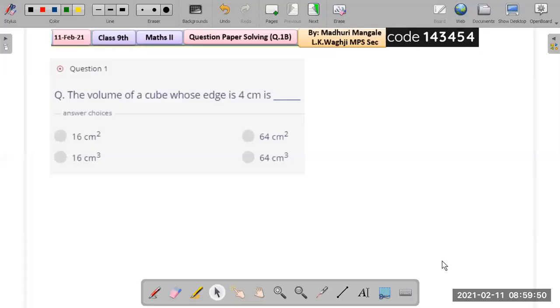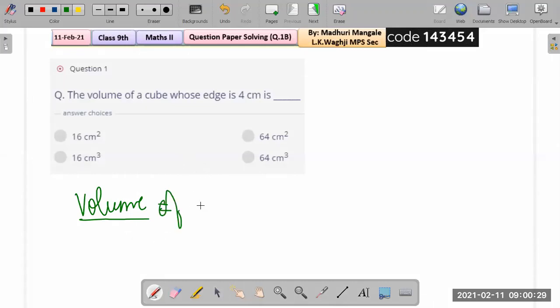The first question is: the volume of a cube whose edge is 4 centimeter is. So here you need to use the formula for volume of a cube. What is the formula? See, this is a very important chapter, because it is there in class 10th also. What you should remember are the formulas of this chapter. Sometimes only the formula is asked in 1 mark questions, and that will give you marks.